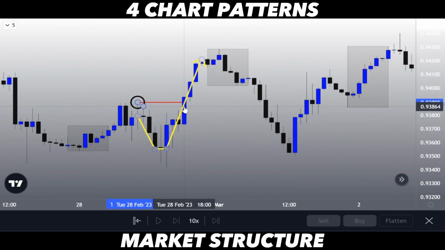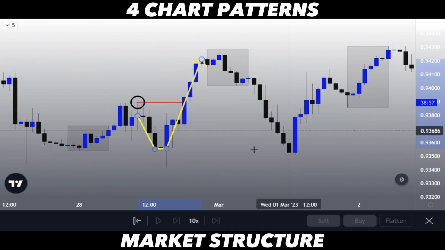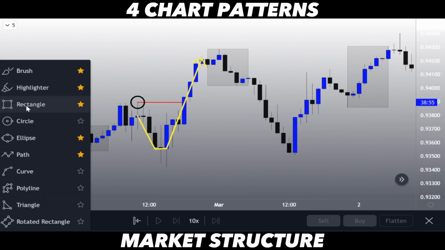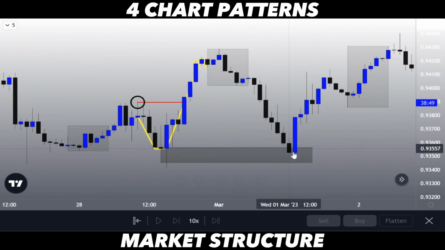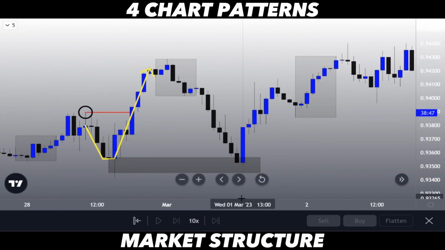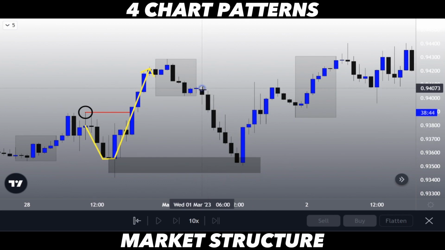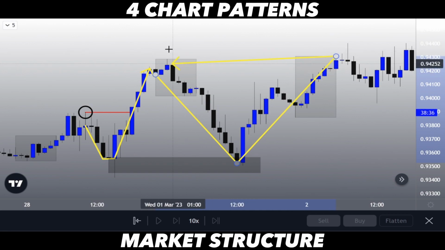Now all we need to do is identify a demand zone within the base. That's our demand zone. We draw it into the future, wait for the price to reach this level, and once it does, we just wait for a rejection, and then our take profit is going to be this swing high to the left. That is drop, base, rally.